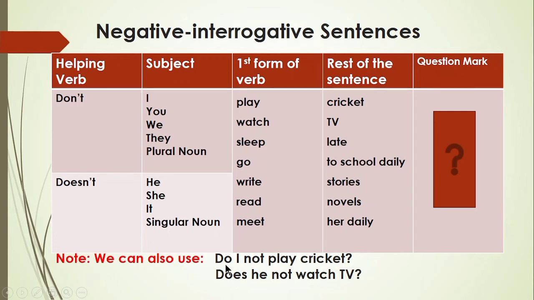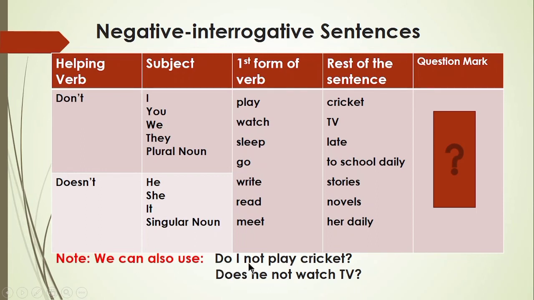Remember, in writing we normally use the structure do I not play cricket, or does he not play cricket, or does he not watch TV. So we do not use contraction in written form. So you can also use this one or this one, but it depends on the type of communication that you are making. If it is spoken or rapid speech, we use short forms or contracted forms, and if it is formal communication, we prefer the full form.